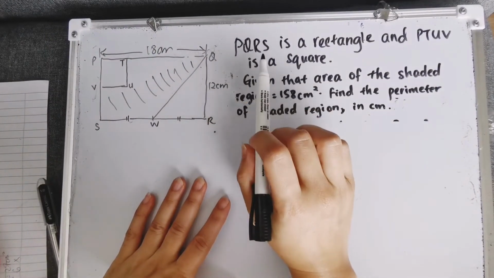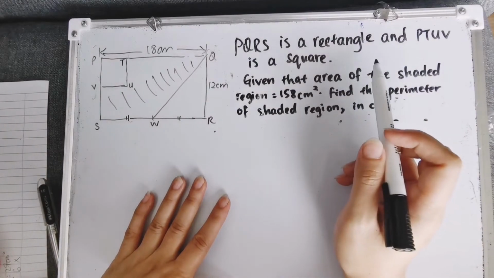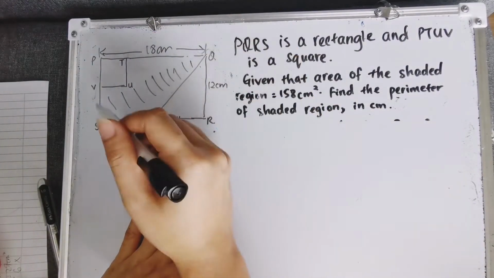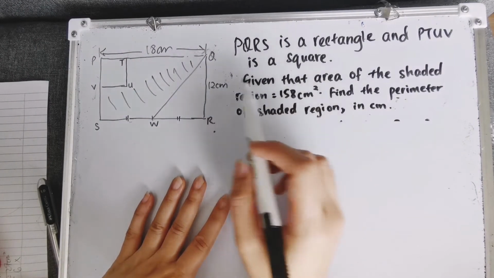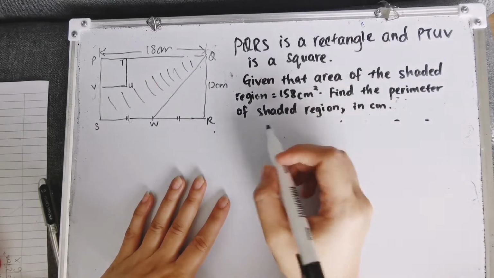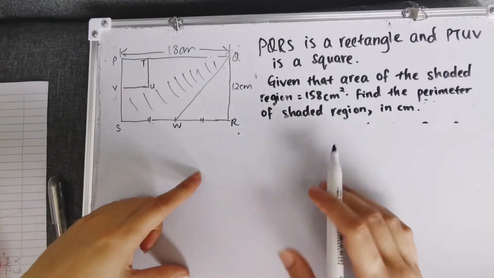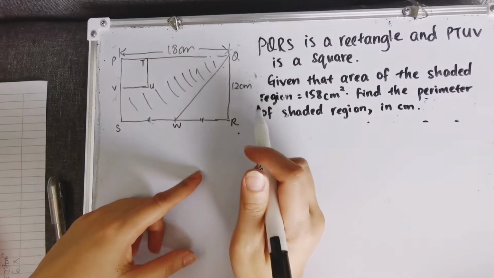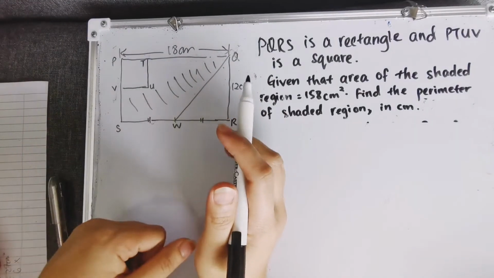So PQRS is a rectangle and PTUV is a square. So this is a rectangle and this is a square. Given that the area of the shaded region is 158 cm², find the perimeter of the shaded region in cm. Okay, so the first thing we have to do is we split everything into half.